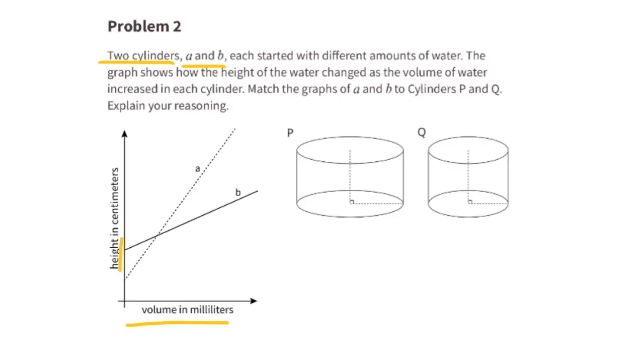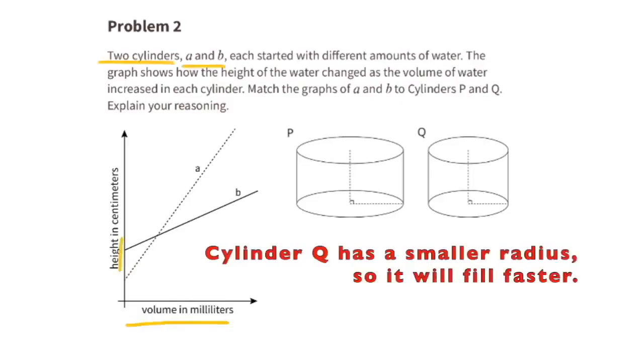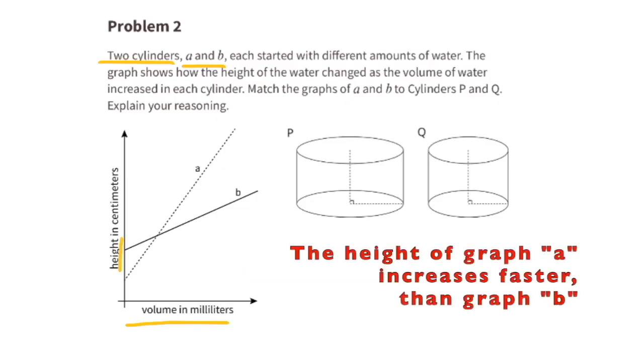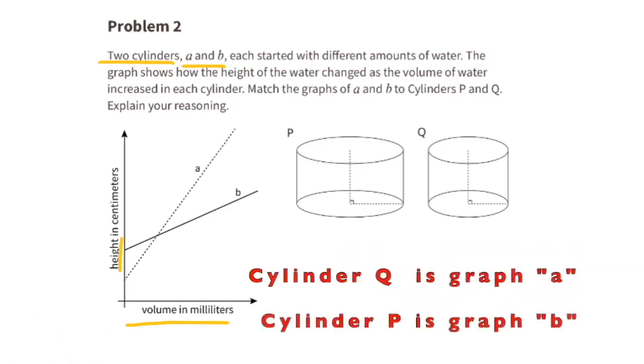Graph A shows that the height in centimeters increases at a faster rate than graph B. The cylinders are the same height, but cylinder Q has a smaller radius, so it will fill faster. The height of graph A increases faster than graph B, so cylinder Q matches with graph A and cylinder P matches with graph B.